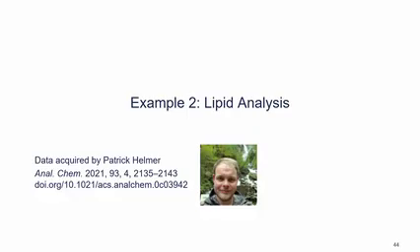Okay. Now the second example is analysis of lipids from mouse spleen. There was data from Patrick Helmer from Münster. And here, as I mentioned before, we use the mobility dimension as an additional descriptor to align different modalities of data.